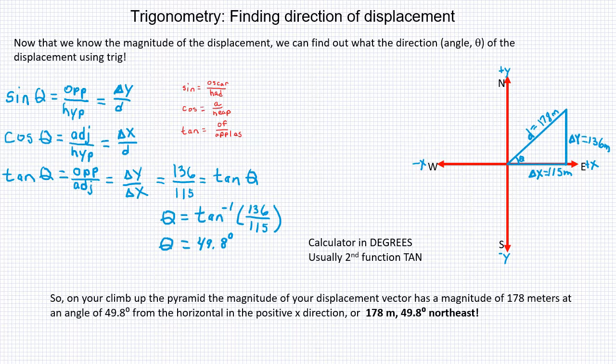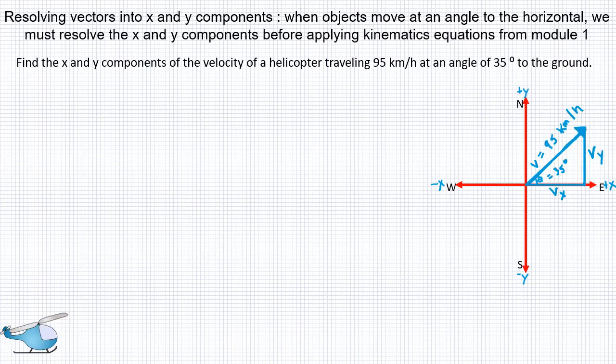So now that we have reviewed sine, cosine, and tangent for displacement, let's look at how we can use it in problems having to do with velocity. In this problem, we want to find the x and y components of the velocity of a helicopter that's traveling 95 kilometers per hour in a straight line at an angle of 35 degrees to the ground.